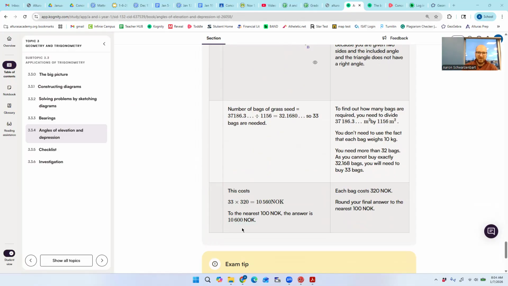Multiply 33 by the cost of each. So they did the area and got that, just 1/2 AB sine C divided by the area each bag covers. Get that. You have to round that up because it must be enough. Multiply the 33 by the cost of each bag. And there's your final cost. Okay, that is 3.1 through 3.4 applications of trigonometry.